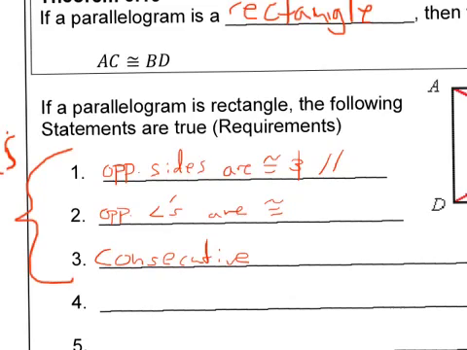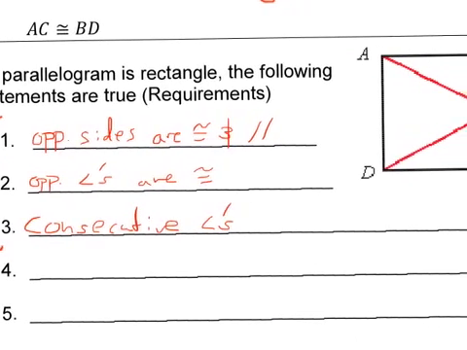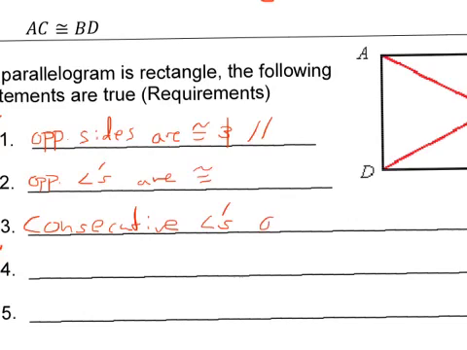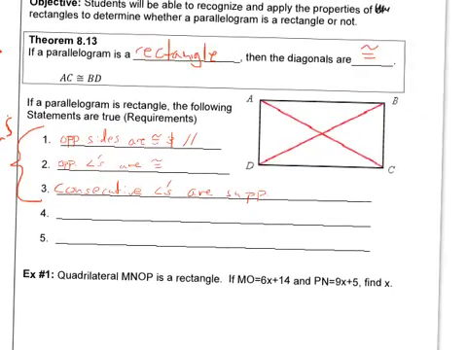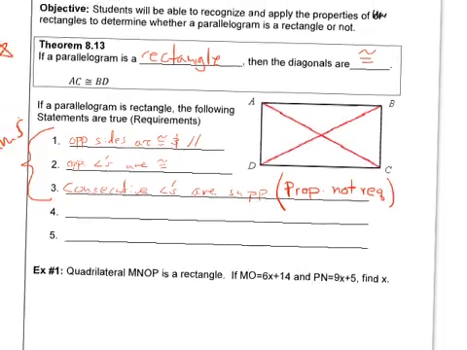This is more supposed to be requirements, so we might want to make a little asterisk and say this is more of a property, because just because we have consecutive angles being supplementary does not necessarily mean that it's a rectangle. So we should say over here that this is a property, not a requirement. And that's my bad for putting it in there. Okay.